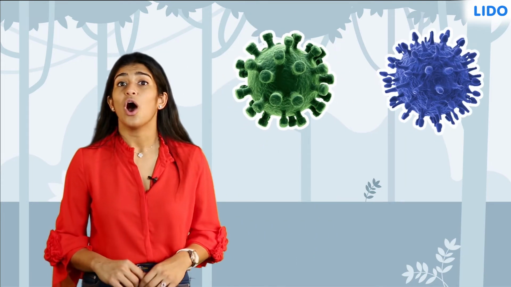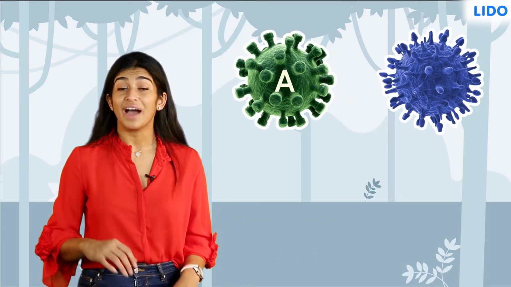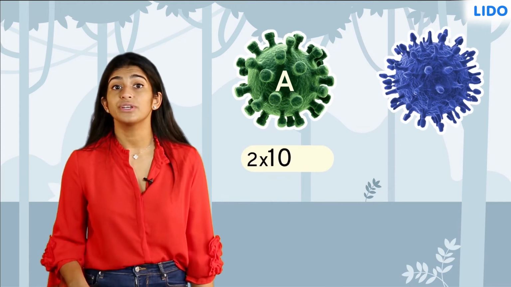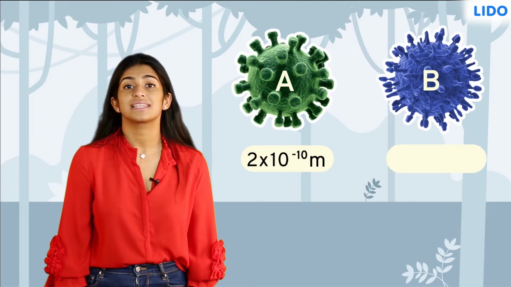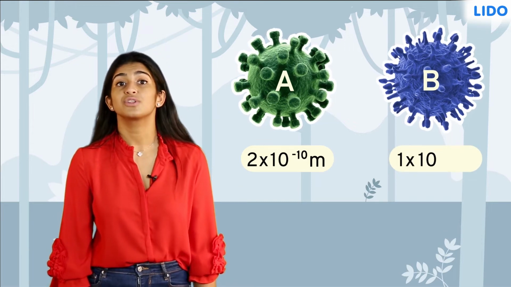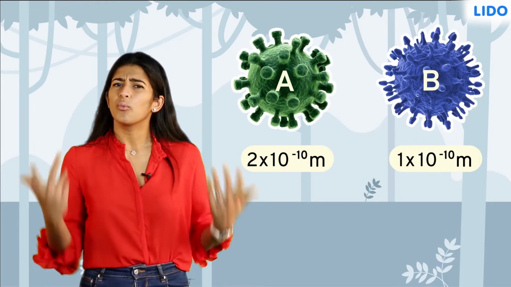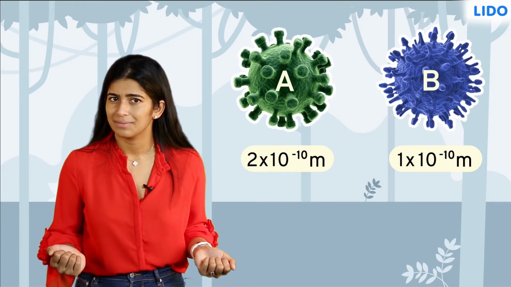But how do we compare really small objects, like two viruses? Here's the microscopic view of two viruses. Virus A has a size of 2 × 10^-10 meters, and virus B has a size of 1 × 10^-10 meters. Which of these is larger in size?